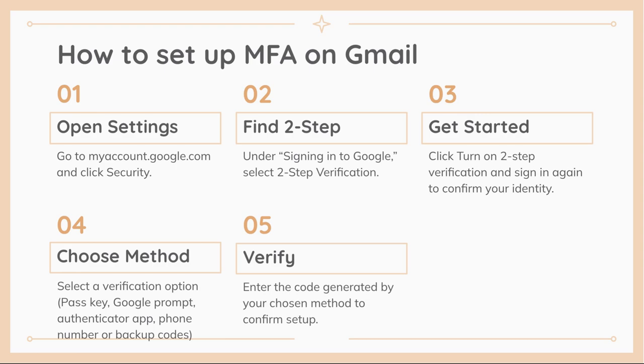After that, you're going to see several options. You can choose Google Prompt, a passkey, an authenticator app, or your phone number for codes. And there are also backup codes for emergencies. So you choose the one or two or three that feel best to you. Then you follow the instructions for the method that you picked, and enter the final verification code to confirm that everything is working correctly. It really is that simple. Once you set it up, you're done and your account is secure, and it's really easy to use in your day-to-day.